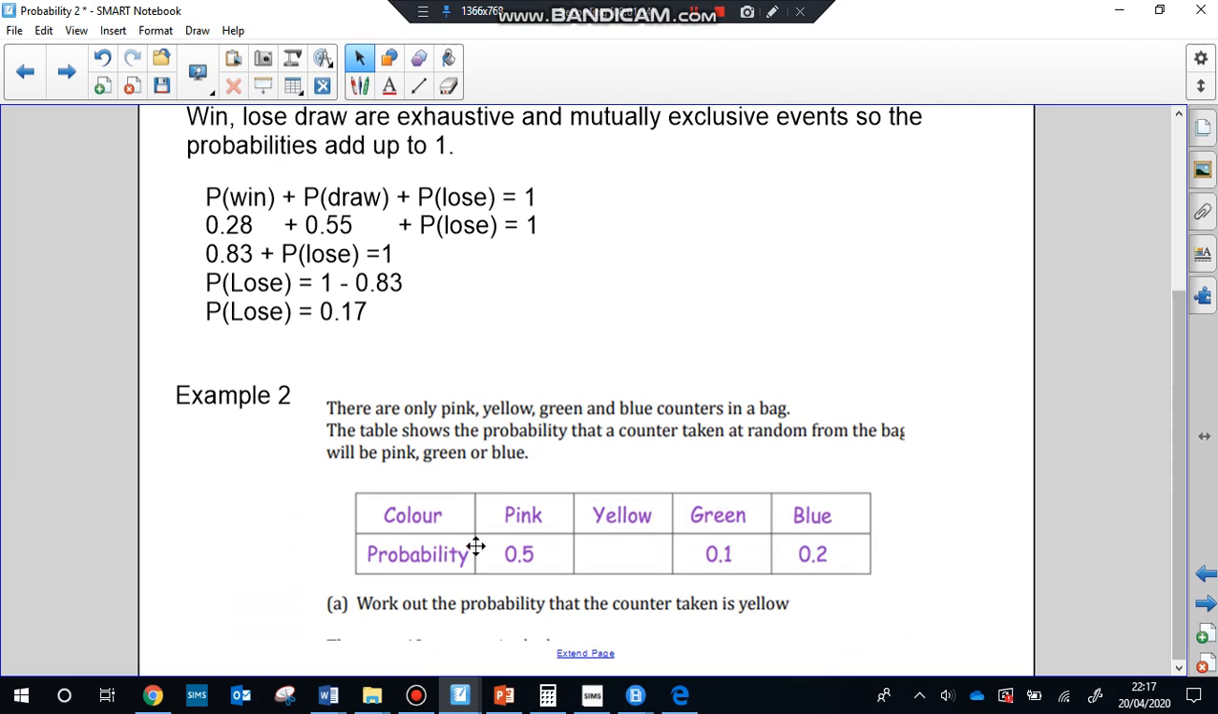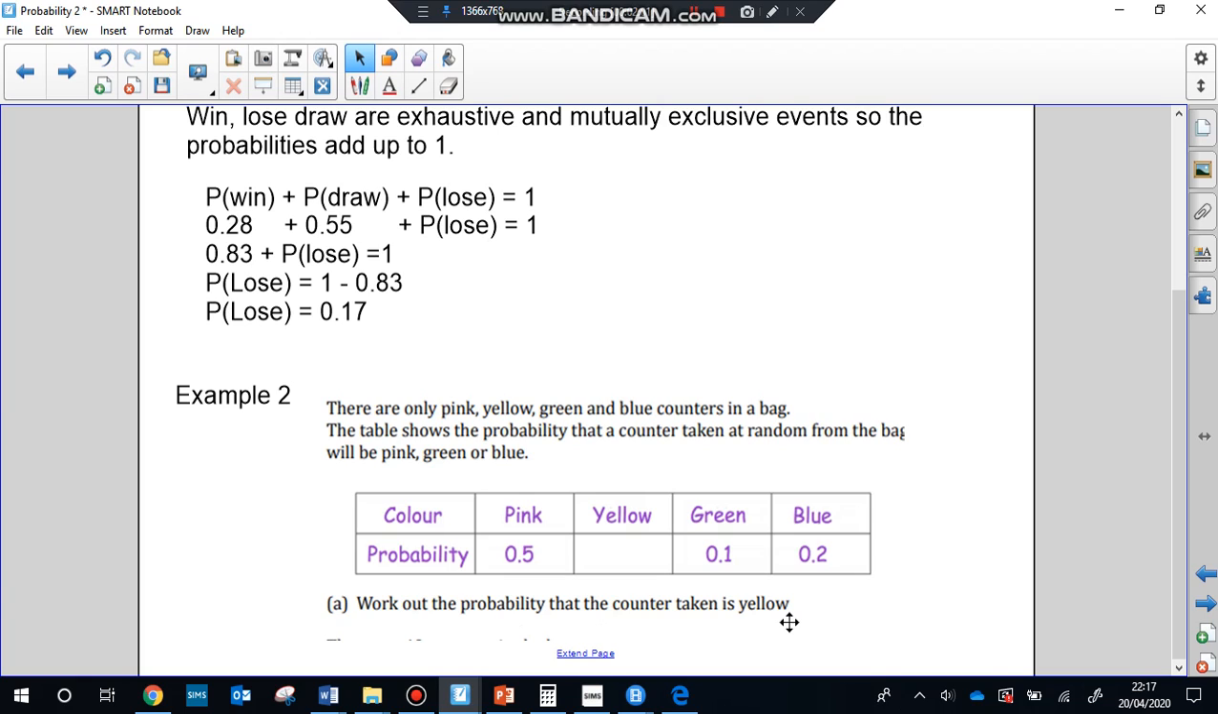Okay, let's have a look at another example. Here I've got a table, and this way of presenting the question is quite common in GCSE. They often present tables with bits missing. In this question it says there are only pink, yellow, green and blue counters in the bag. The table shows the probability that a counter taken at random from the bag will be pink, green or blue. Work out the probability the counter taken is yellow.